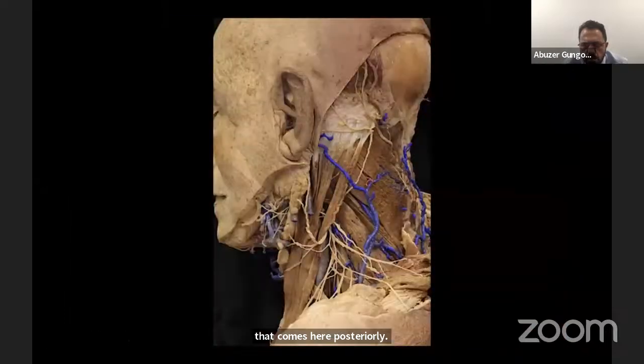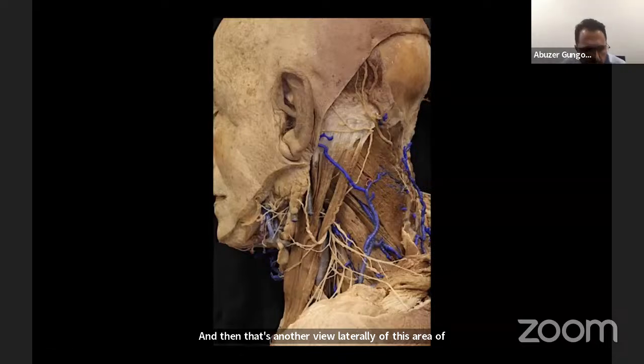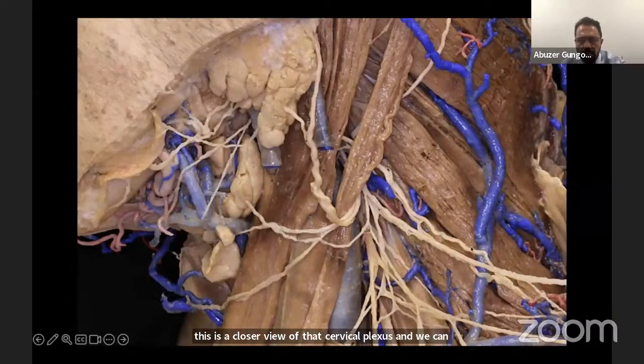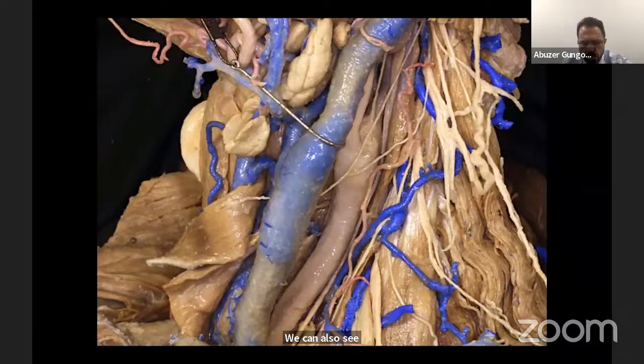And then that's another view laterally of this area of the many branches of the cervical plexus. This is a close-up view of that cervical plexus, and we can also see the 11th cranial nerve running also posteriorly, very close to these other nerves from the brachial plexus. We can also see here the branches of the facial nerve coming in between both lobes of the parotid gland.